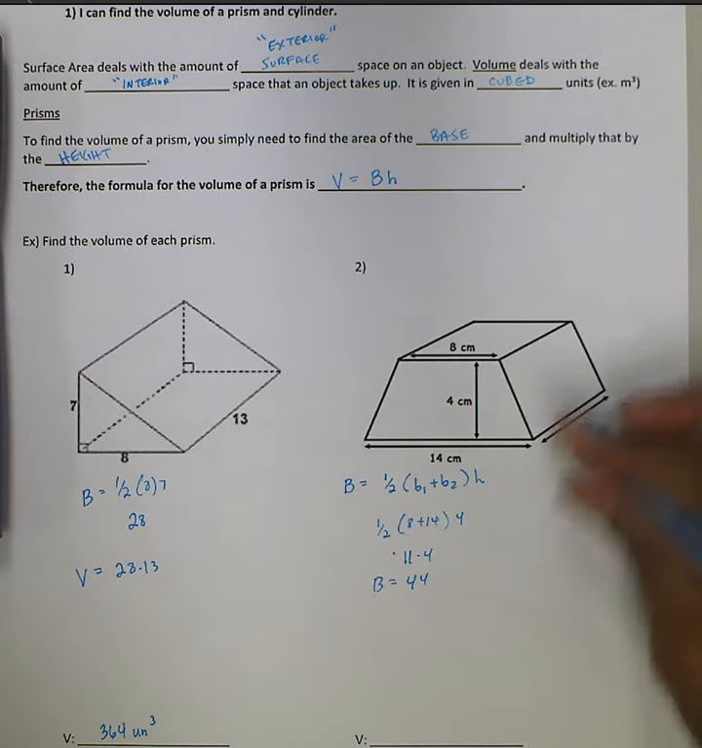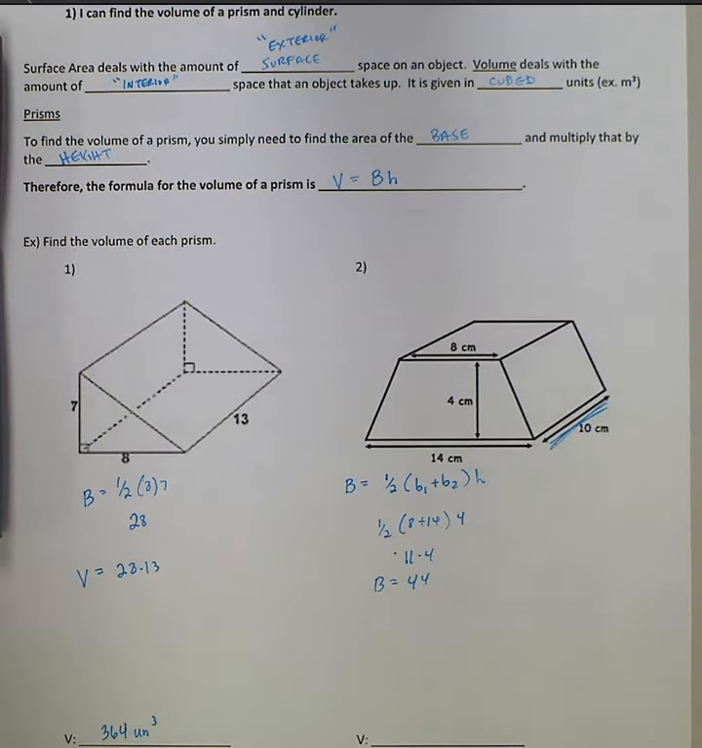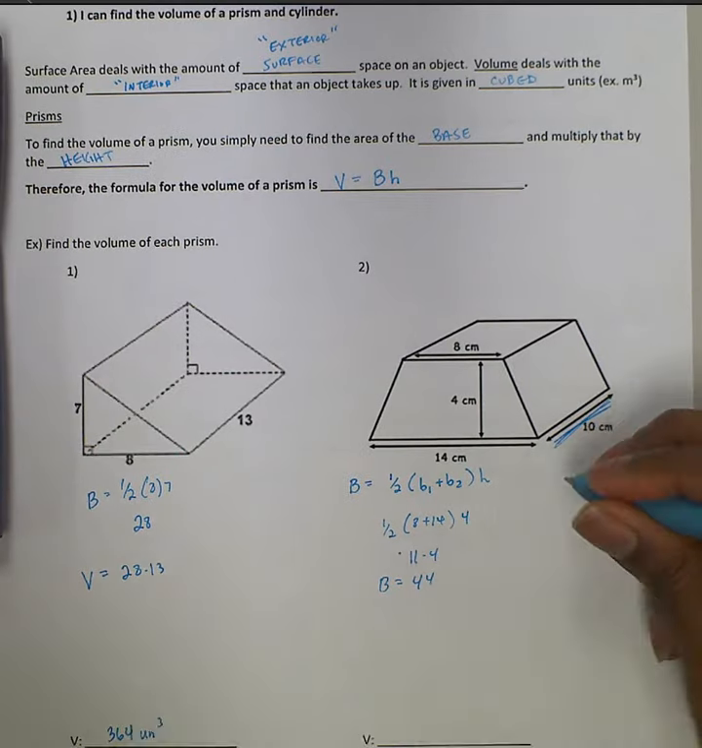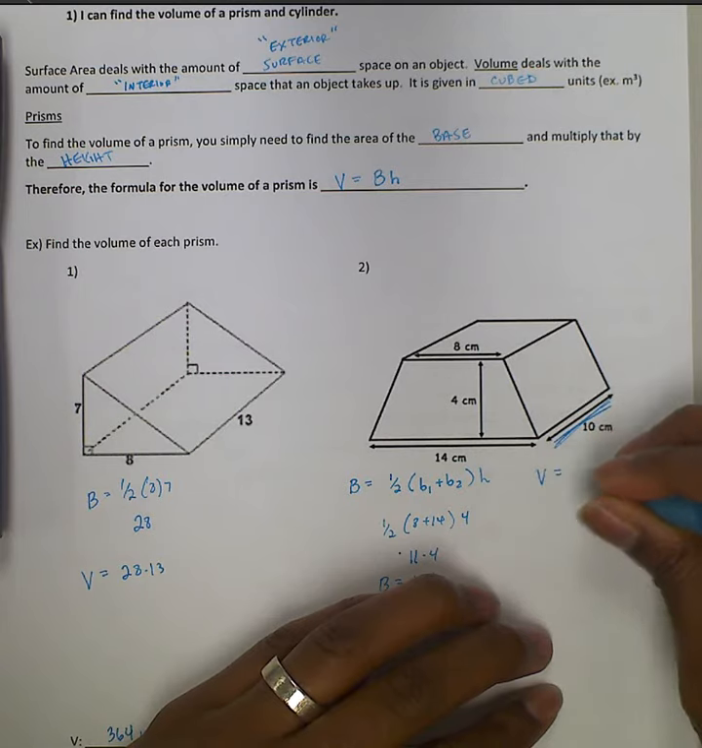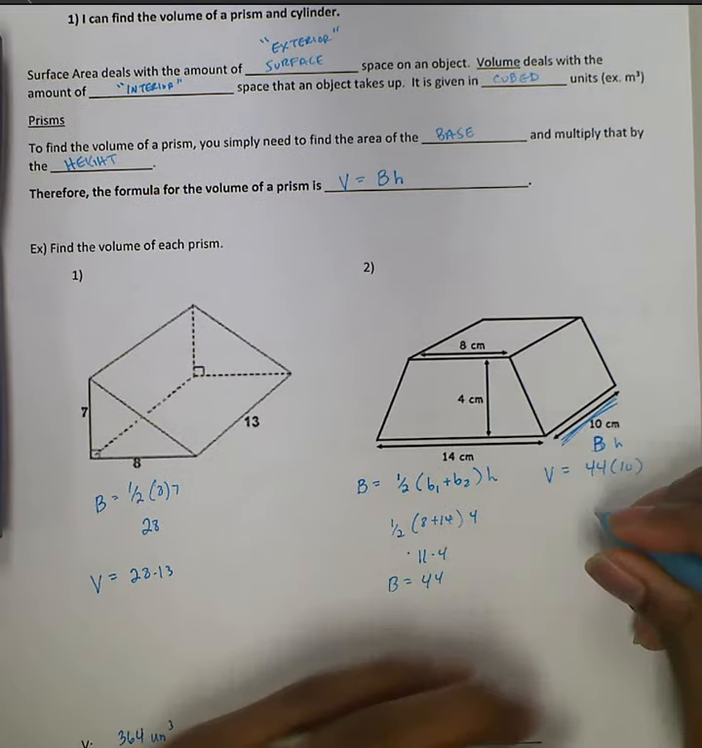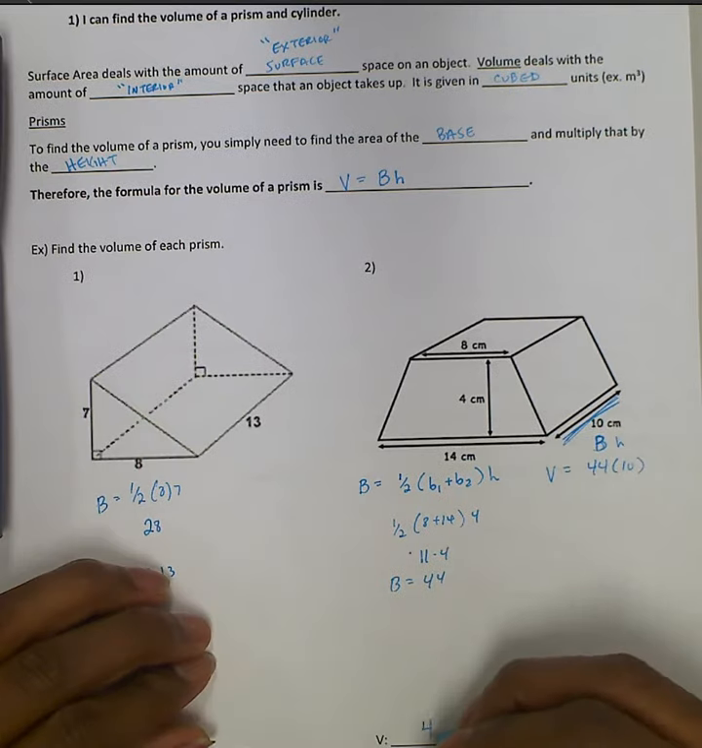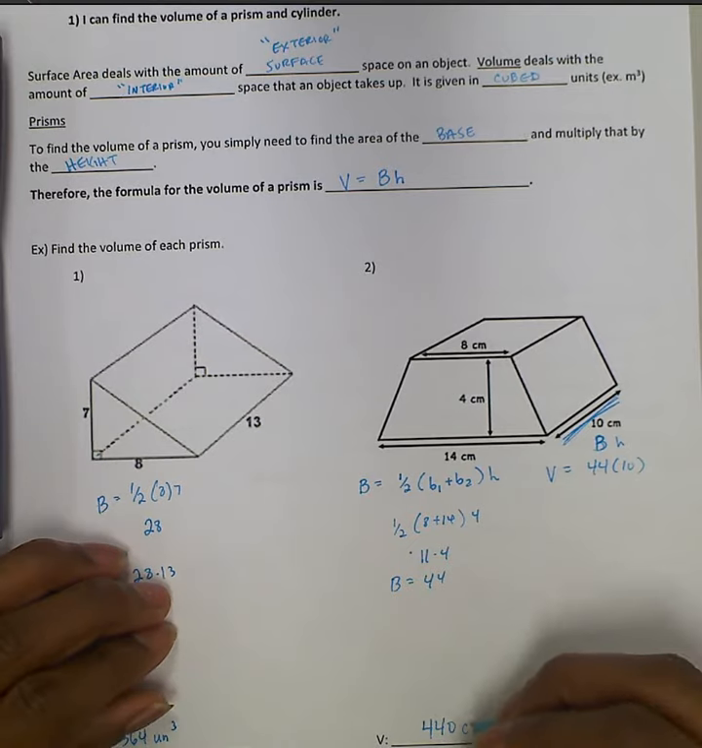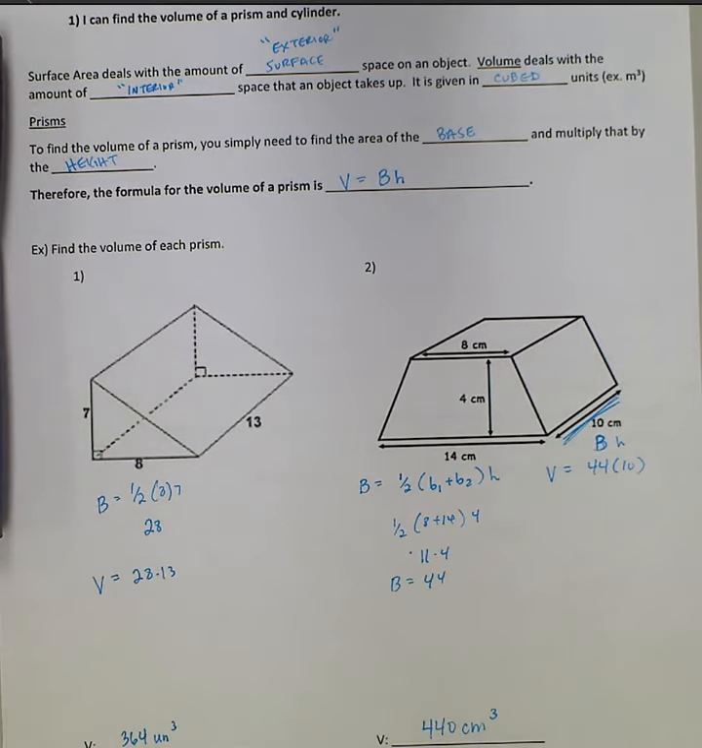The height of the prism is 10, and so volume will equal base times height. Area of the base, big B, times height, which is 440 centimeters cubed. Okay, so pretty straightforward.